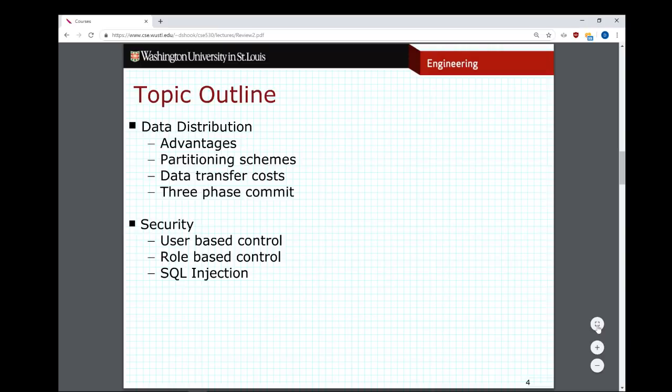We also spent some time talking about the three-phase commit protocol. This actually is a very similar concept to what we just talked about with the data transfer costs, right? Transactions are now going to be spread out across multiple systems, which means that those are going to require an added layer of communication to function properly.